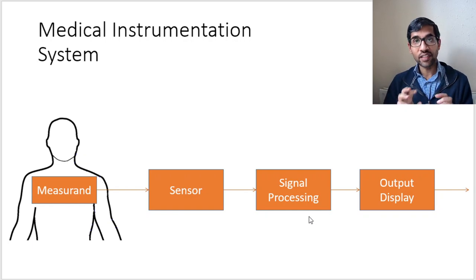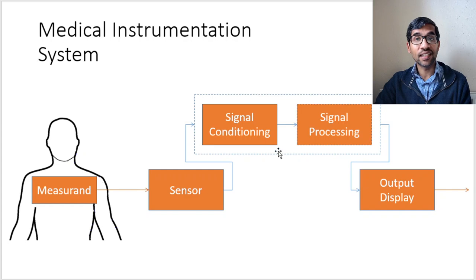And this kind of processing that you want to do, so that the sensor output matches the kind of input that the signal processing requires, can be described by a block called the signal conditioning block. Okay, so what is signal conditioning? Signal conditioning is basically converting the sensor output into a form that can actually be used by the signal processing.